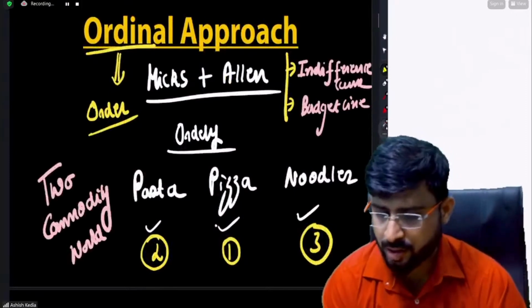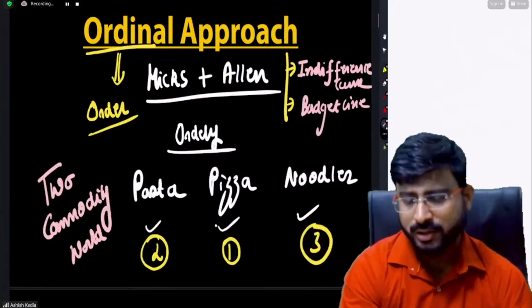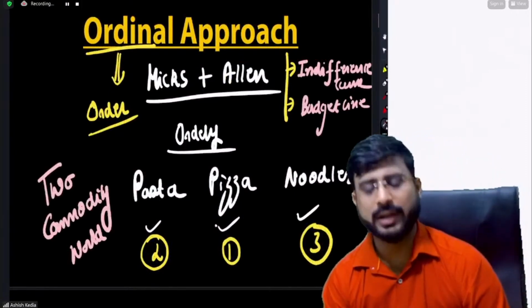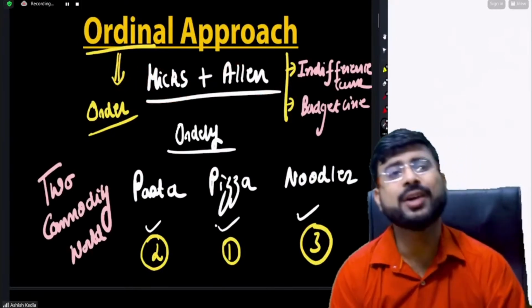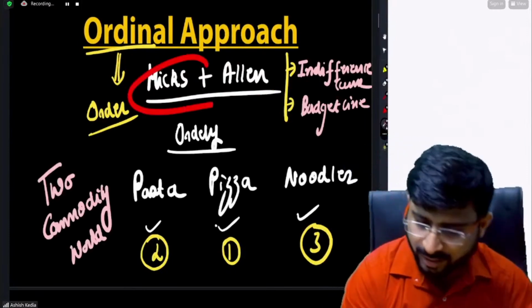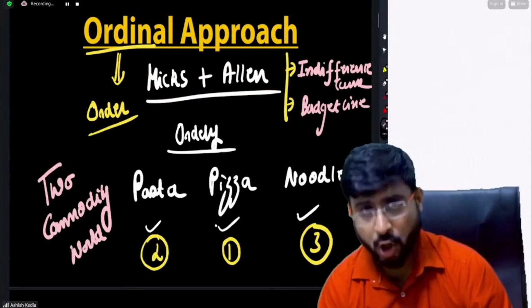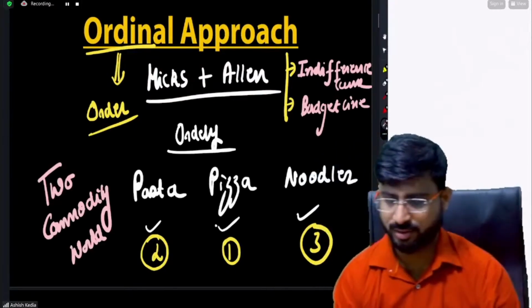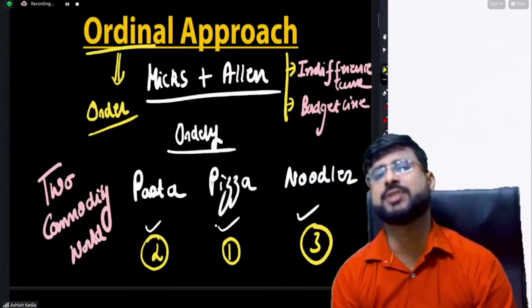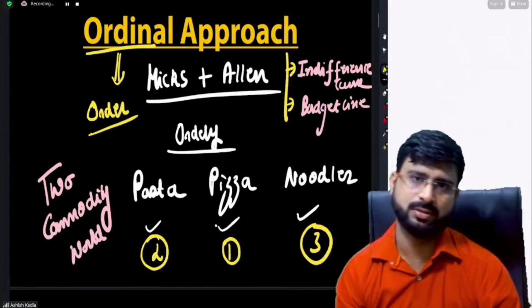So friends, this ordinal approach was given by Hicks and Allen. Ordinal means order. And as per this approach, to arrive at equilibrium, we must have knowledge of two subjects, or rather two topics.